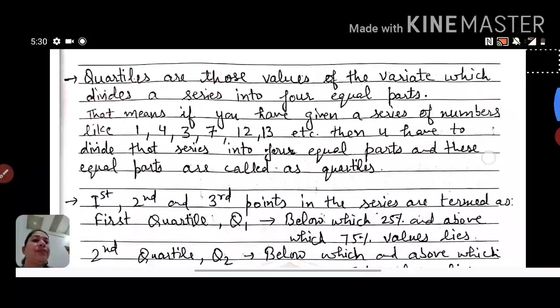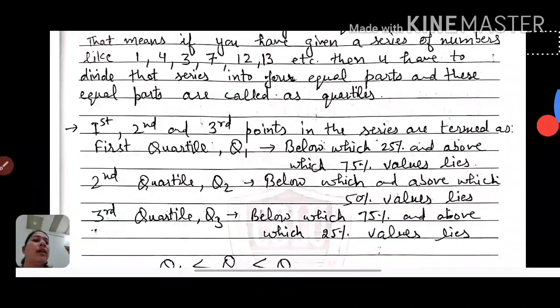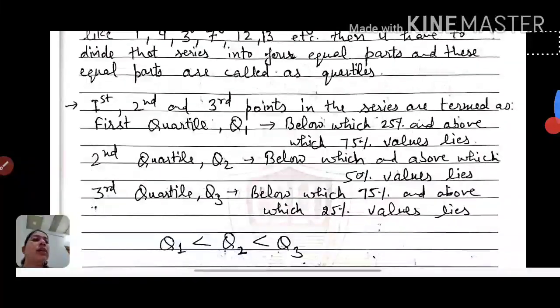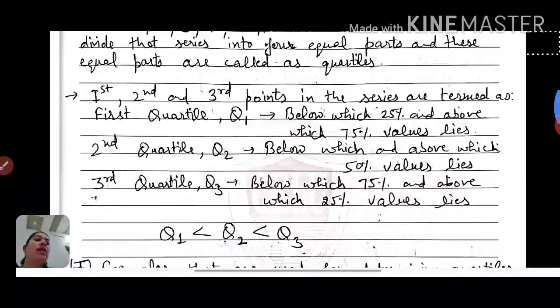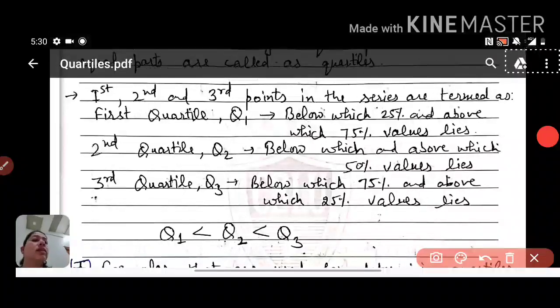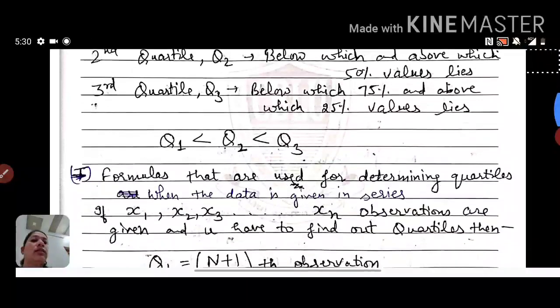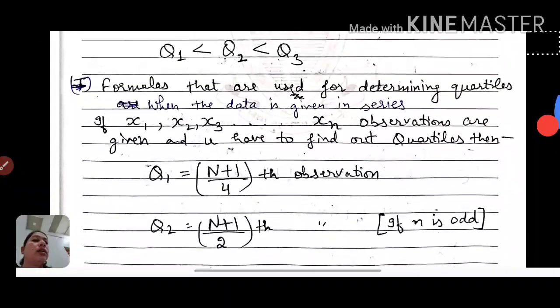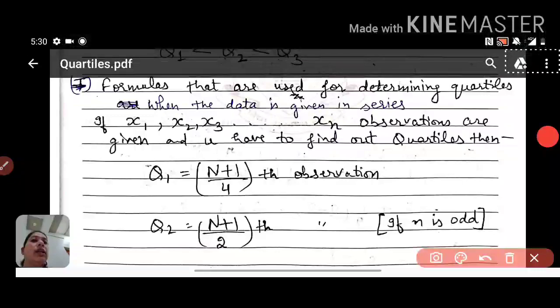Now here the same thing is written, and you can see that the value of quartile 1 will be less than quartile 2 and quartile 3, and quartile 2 will be less than quartile 3. Now here I have given an example.